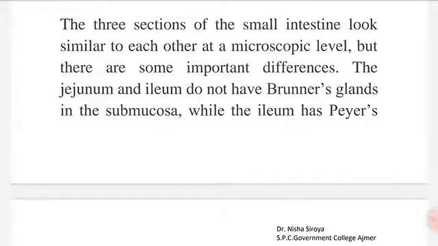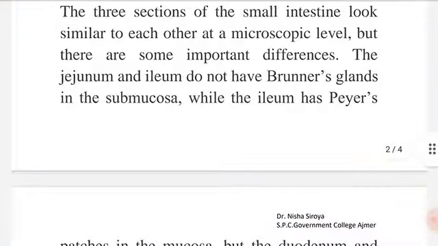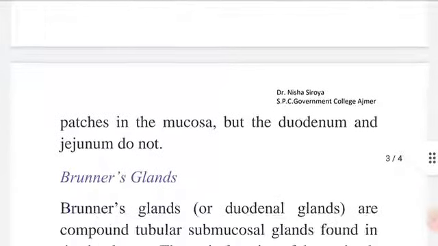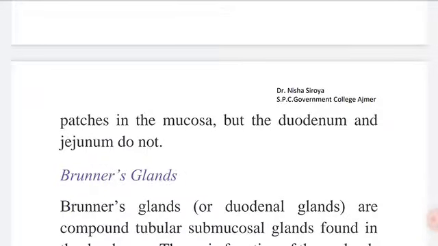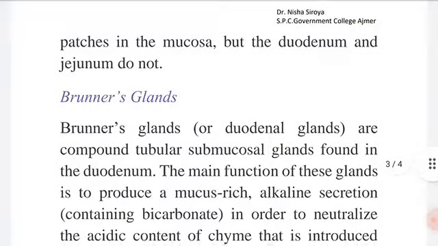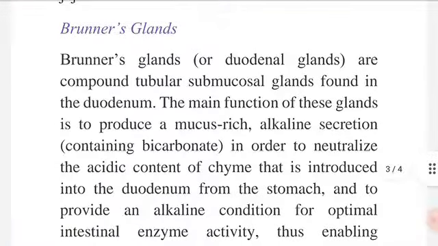The three sections of the small intestine look similar to each other at a microscopic level. The three sections mean the duodenum, jejunum, and ileum. But there are some important differences. The jejunum and ileum do not have Brunner's glands in the submucosa, while the ileum has Peyer's patches in the mucosa, but the duodenum and jejunum do not. So, this is the main difference between these three parts of the small intestine.